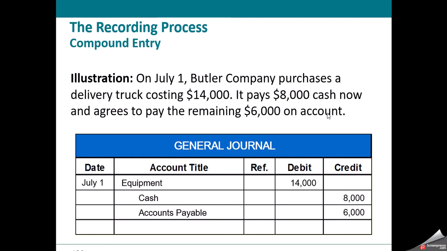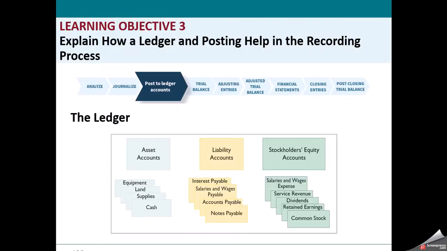So when you see that account, it's normally going to be going to accounts payable. Sometimes there could be notes payable, but the most common one to use is accounts payable. And accounts payable is a liability, so its normal balance is a credit. So that is increasing that liability, or setting that liability up in the first place.